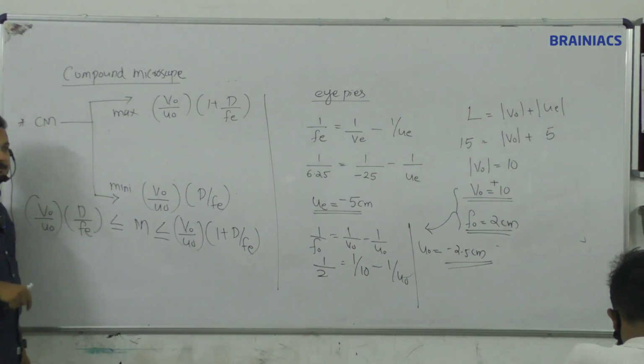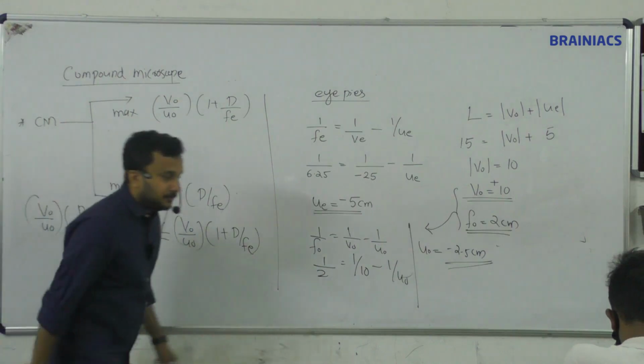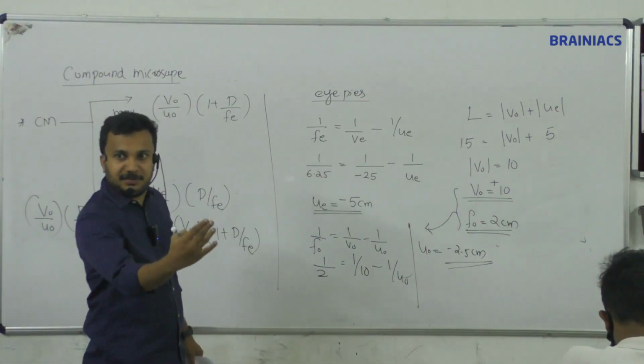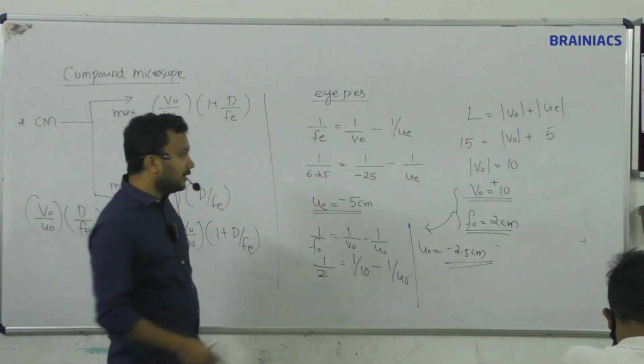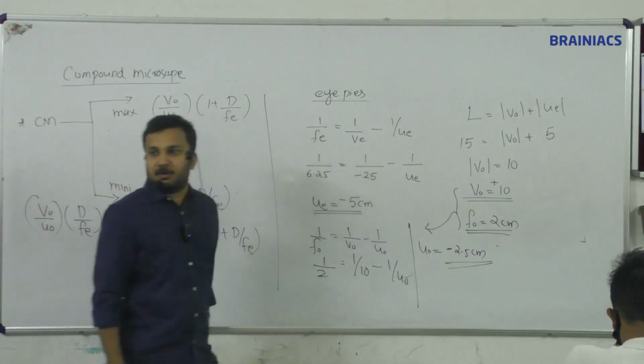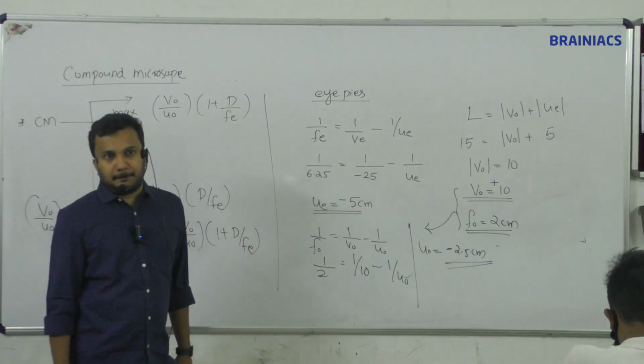Where should I place the object with respect to the objective lens? On the left side of the objective lens, at a 2.5 centimeter distance, I have to place the object.